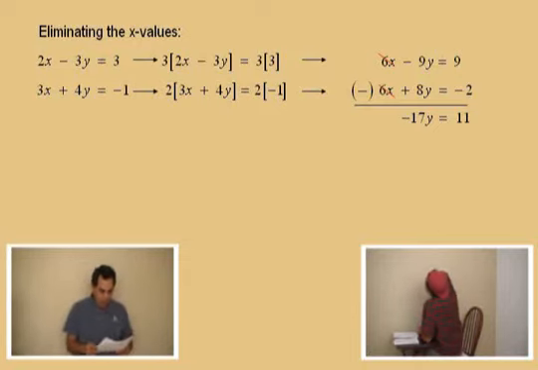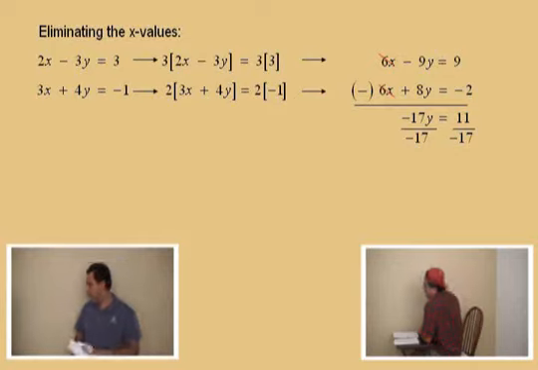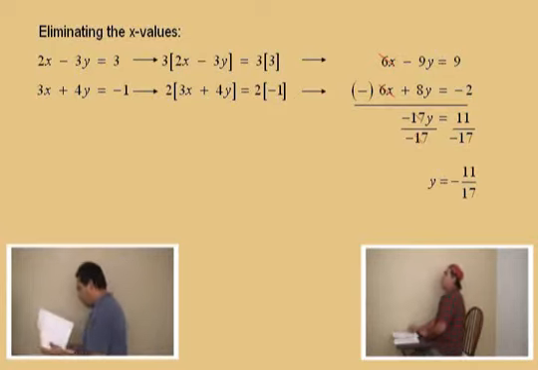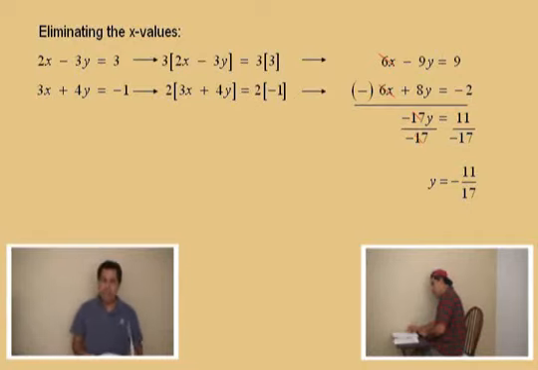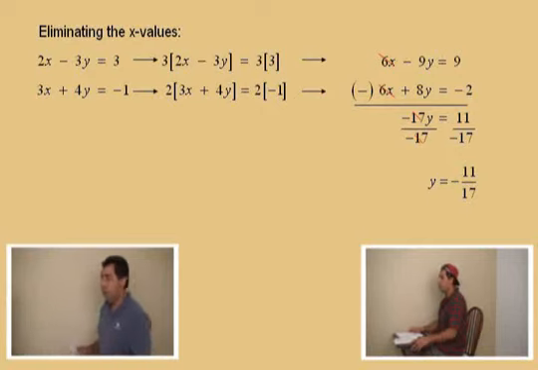Now we got to solve for y. Okay, so we divide both sides by what, Charlie? Negative 17. Negative 17. So what does y equal, Charlie? Negative 11 over 17. Negative 11 over 17. Very nice. Okay. So with that, we eliminated the x values, which gave us the y value. Now again, you can plug the y value into one of your equations and solve for x. We're going to practice our elimination. Okay. So what we're going to do, we're not going to plug in the y value we just found. We're going to go ahead and eliminate the y values now.